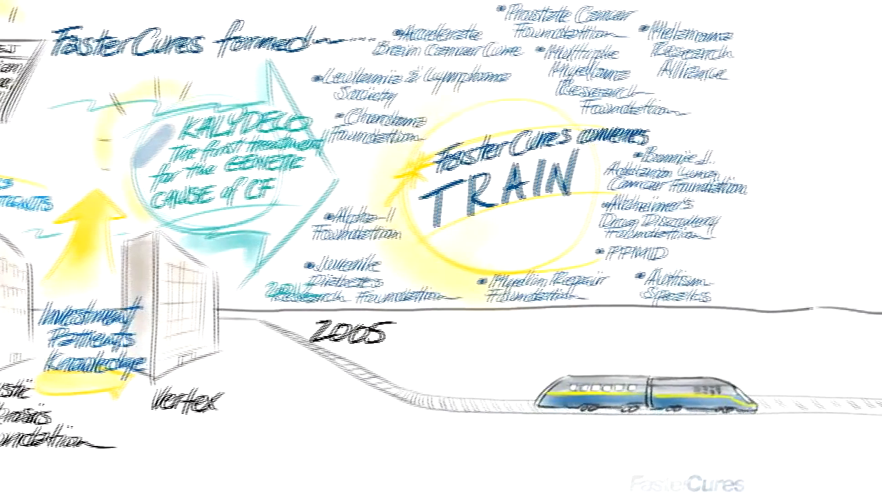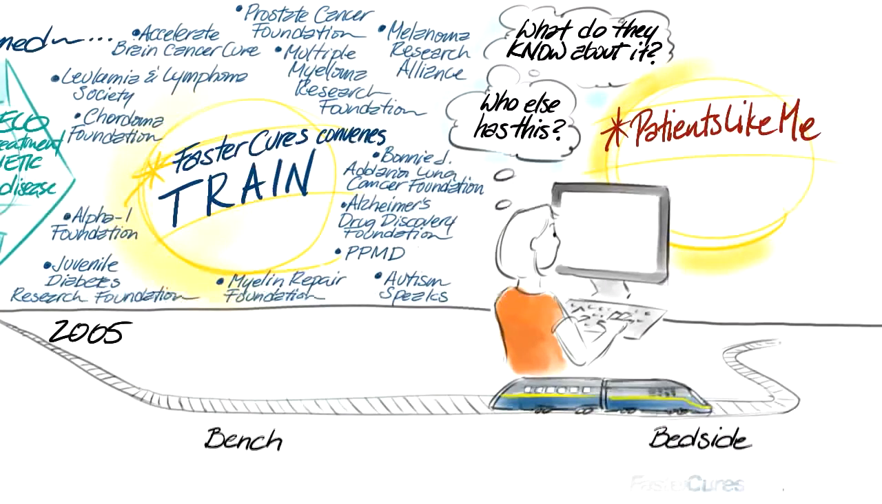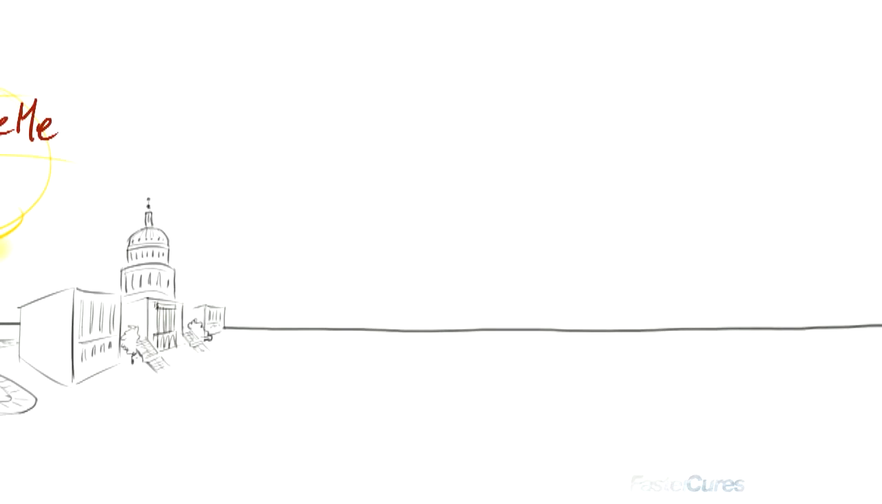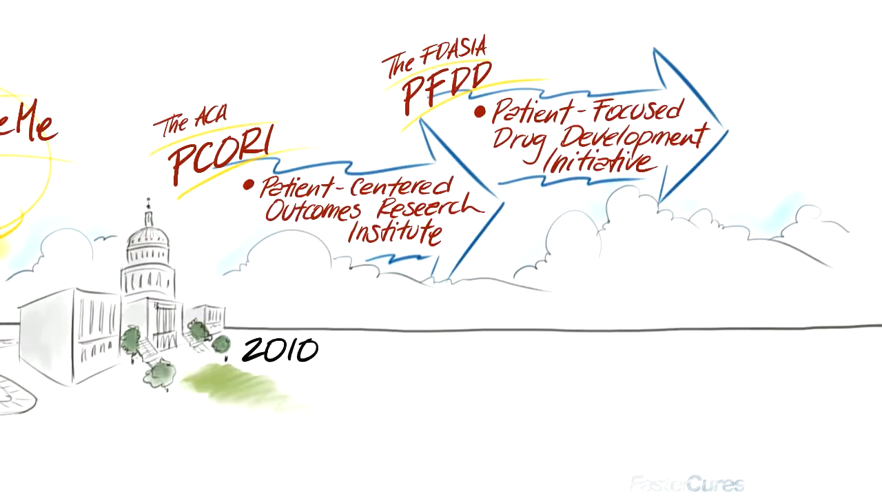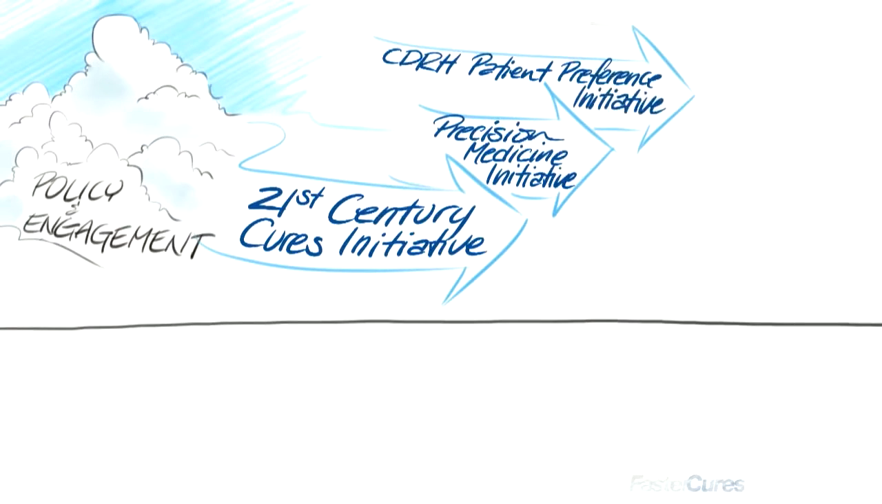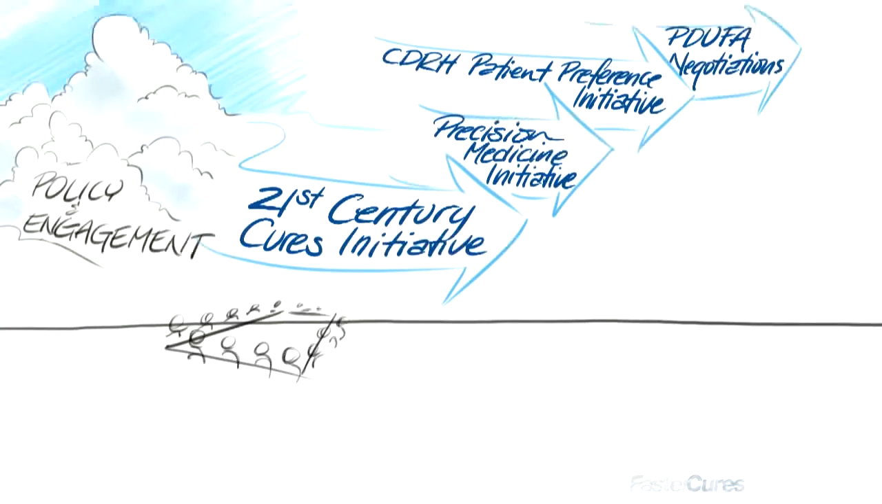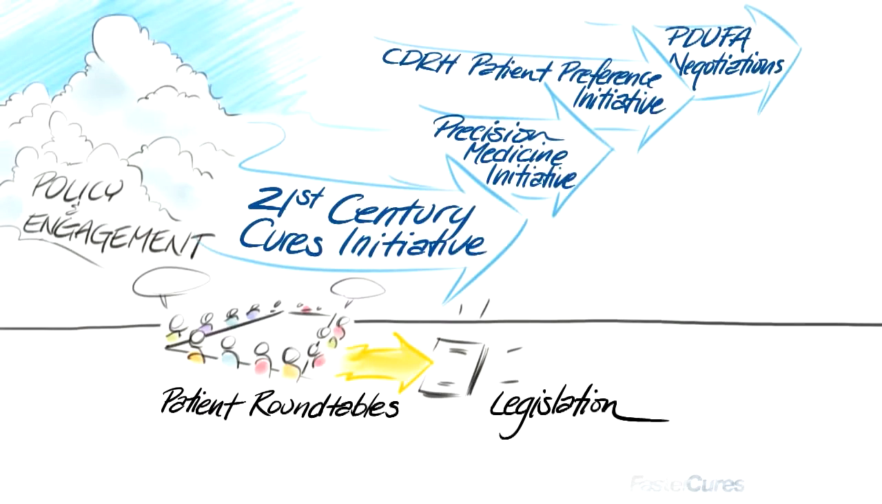Around the same time, networks like PatientsLikeMe began showing up on the internet, gathering data about the real-world nature of disease directly from those living with it. In 2010, the federal government initiated a series of efforts to more formally incorporate patient input into decision-making, from PCORI to PFDD. And in just the past year, a perfect storm of policy and engagement opportunities has formed. Kicked off by the 21st Century Cures Initiative in the United States House of Representatives, these efforts are elevating medical research on the national agenda and expanding the role of patients.